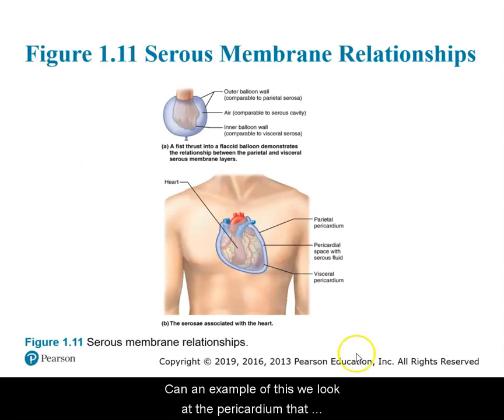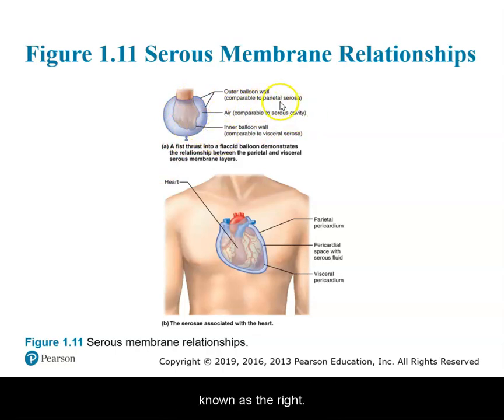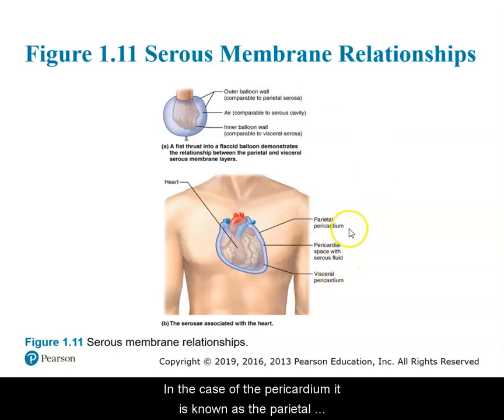So again, an example of this, we look at the pericardium, that serous membrane that surrounds the heart. And here is that balloon example that I gave you earlier. This one is actually a better drawing than the one that I made. But again, same concept. So we have a balloon, you punch the balloon, and the outer balloon wall that isn't touching your fist, this is known as the parietal serosa. In the case of the pericardium, it is known as the parietal pericardium, that outer layer of that serous membrane.